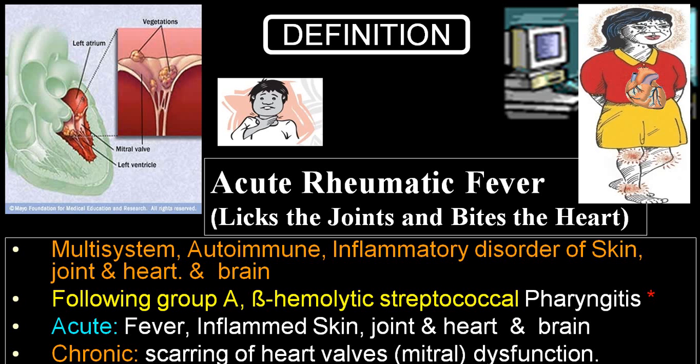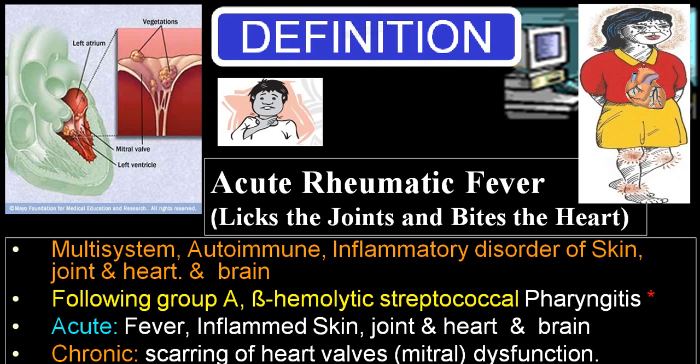In acute rheumatic fever, there is fever with involvement of skin, joints, heart and brain. While in the chronic phase, by and large, skin recovers and joints recover. You may have involvement of the brain occasionally, not very common, but involvement of the heart is very common. The most common involvement is the endocardial part, the valvular structures, resulting in scarring and destruction of the mitral valve and aortic valve. These two are the most commonly involved valves.